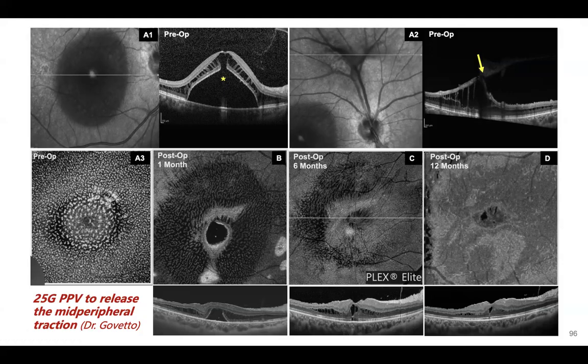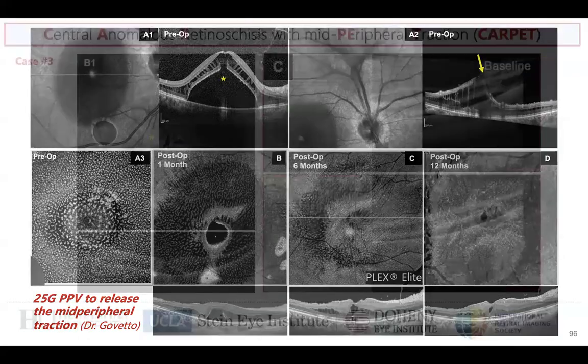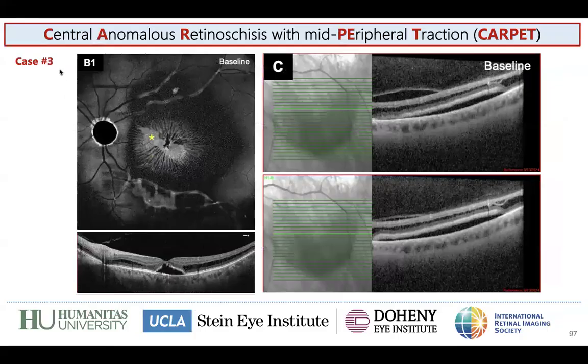I think baseline was around 20/200, something like that, and final result was 20/25. It is in the table of the paper. So this is another example actually of carpet. So central anomalous retinoschizis with mid-peripheral traction.